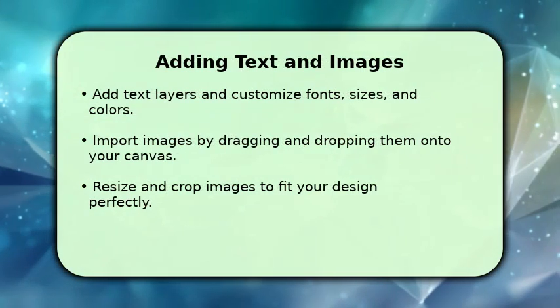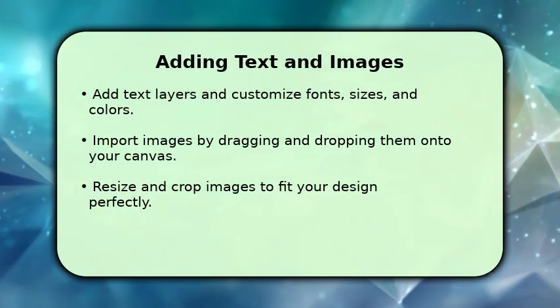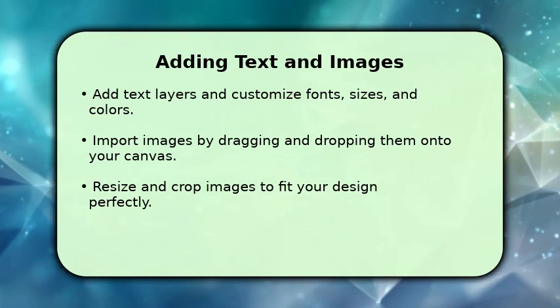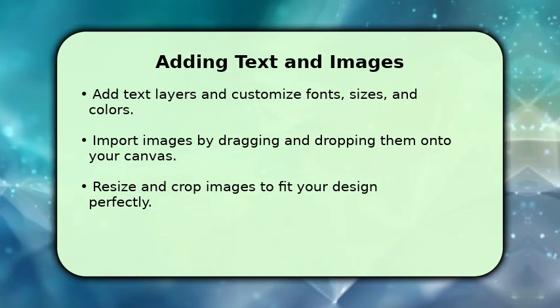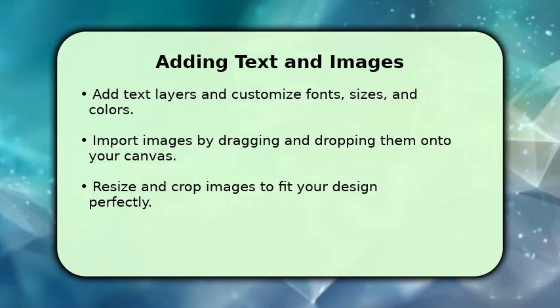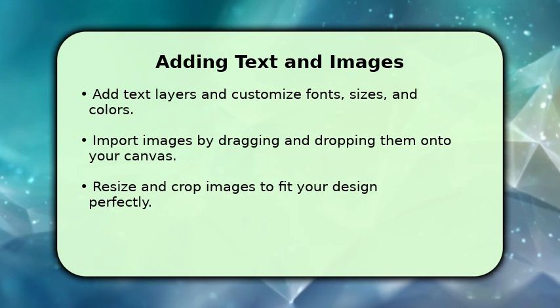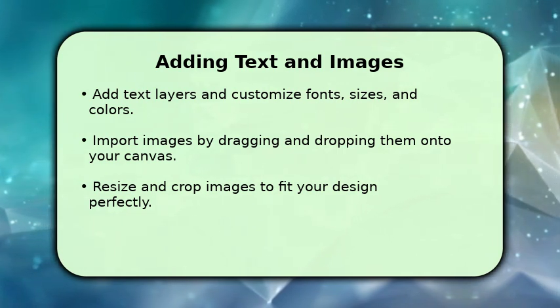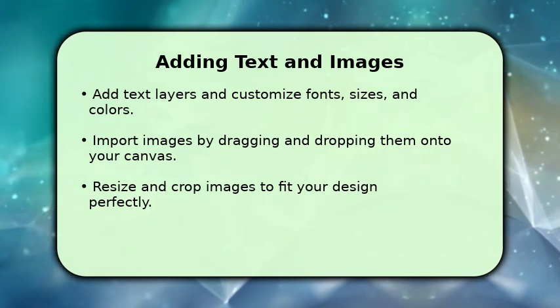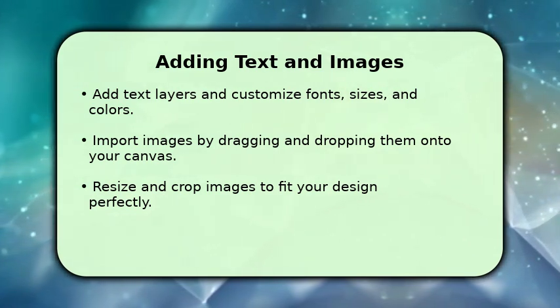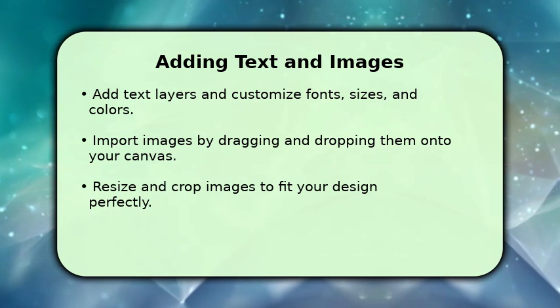Next, let's enhance your designs with text and images. To add text, select the Text tool, click on your canvas, and start typing. You can customize fonts, sizes, and colors using the Properties panel on the right. Importing images is simple. Just drag and drop them directly from your computer onto your Figma canvas. Easily resize and crop images to fit your layout.